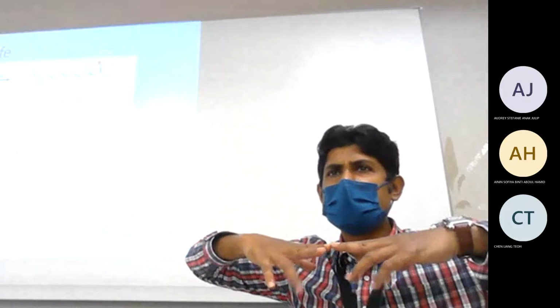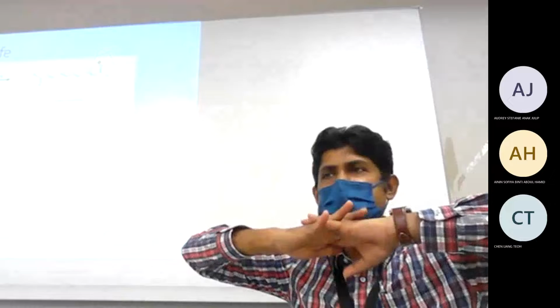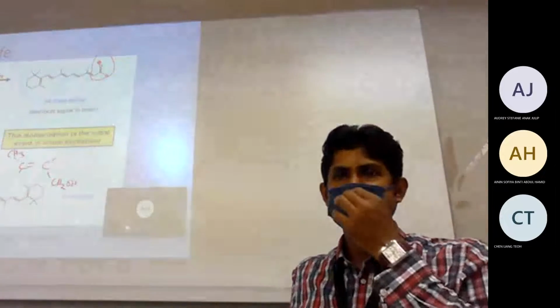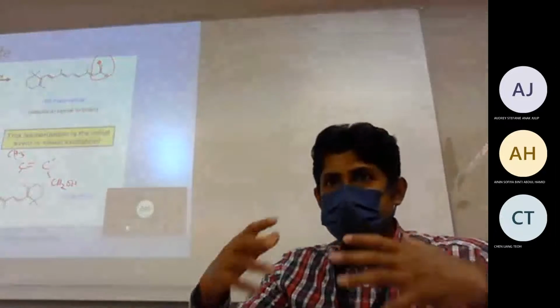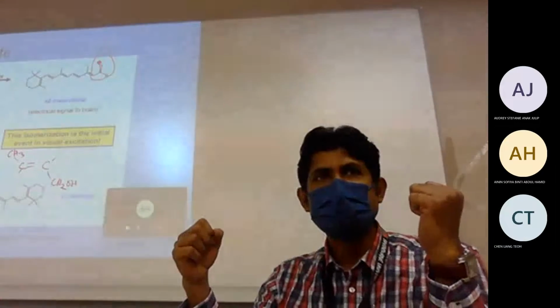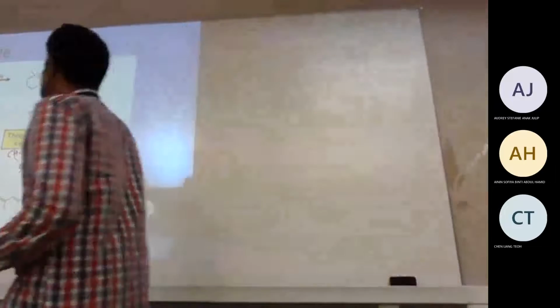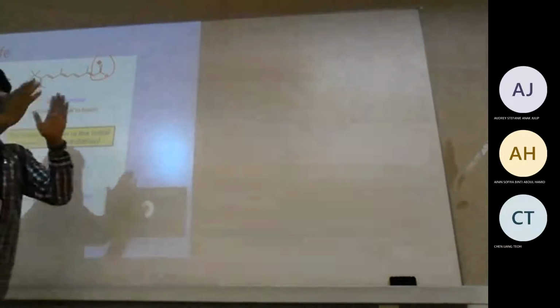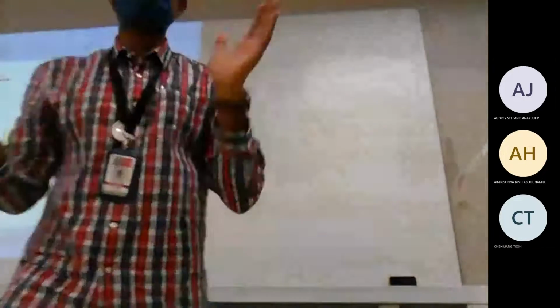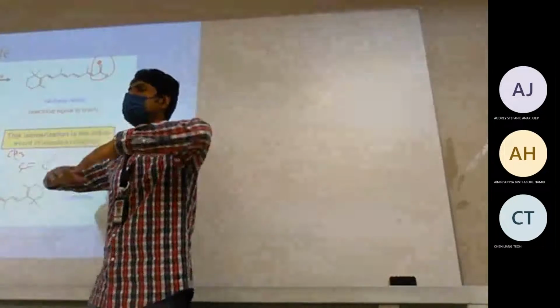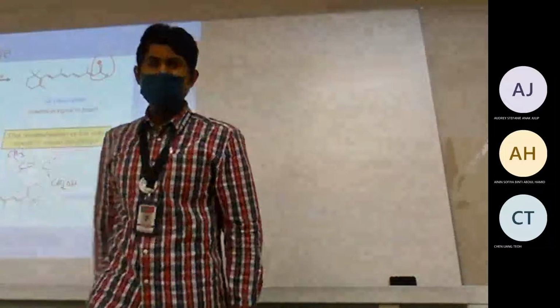Can anybody tell me why? When it is trans, it is becoming a little bit straightened. Why? When there is cis, on the same side, right, they are having some steric hindrance. So to minimize the steric hindrance, they bend a bit. And that is why it is bending. But when they are trans, there is no steric hindrance, so they do not feel that pressure, and it becomes straight.